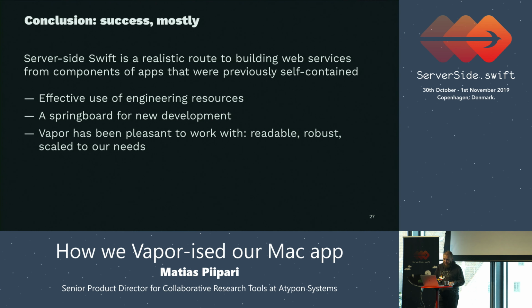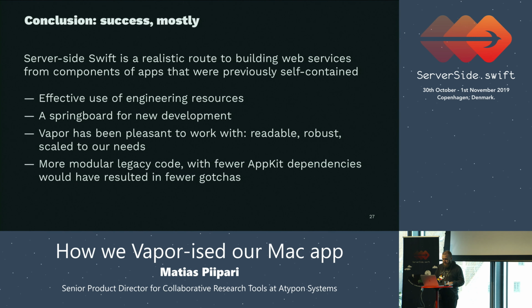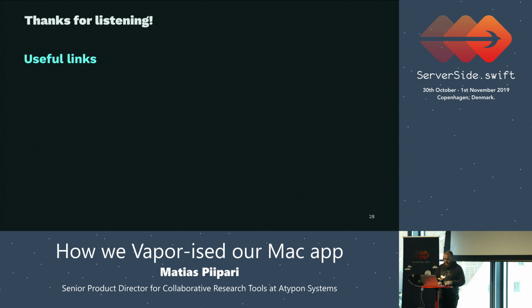Vapor has been very pleasant to work with. I find that I've not really written most of this code, I've just reviewed it. It's readable, it's been robust and reliable and scaled to our needs for the user base that we have, certainly at this stage. And of course, if we had better legacy code, we would have fewer issues, I guess is the lesson. Fewer apt-get dependencies to port away. And I guess the next question mark in this story is what happens once we do run this on Linux. Because of course, as we heard in the panel yesterday, and as many of us know, there are still Foundation level issues that you will encounter when running Swift on the server. So that's what I had.